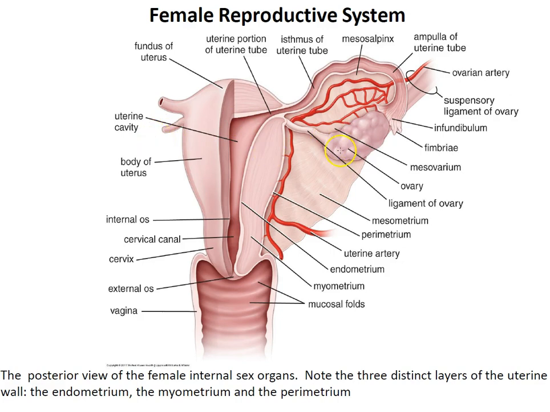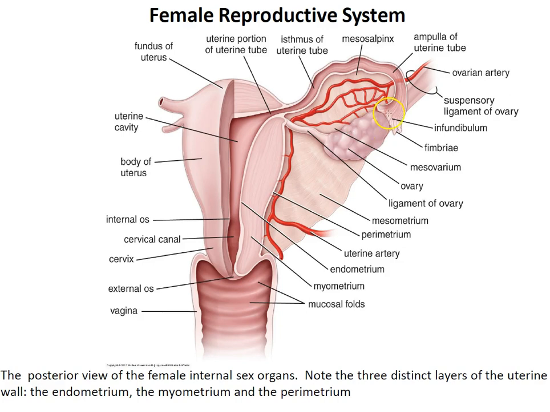They are almond-shaped, and each ovary is attached to the posterior surface of the broad ligament. Now, the ovaries have two interrelated functions. The one is the production of gametes. The second one is the production of steroid hormones, the estrogens and progesterones.